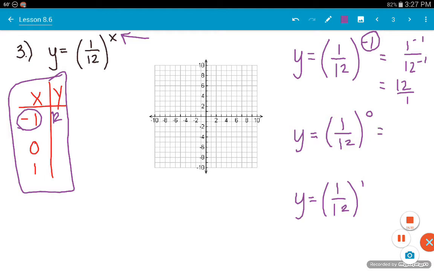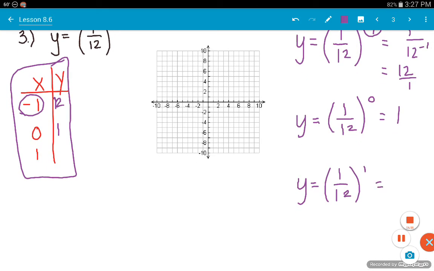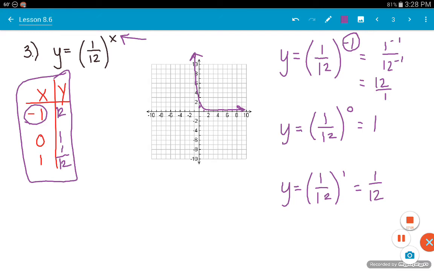If I raise 1/12 to the 0 power, I'm just going to get 1. And then obviously if I raise 1/12 to the first power, I'm just going to get the same value back out. So those make it nice and easy to find your values. When you plot those points, they should look like the points there that I've plotted on the graph, and then you're going to draw that nice curved line through the 3 points, remembering not to cross the x-axis.